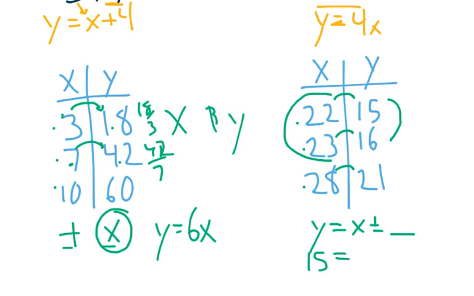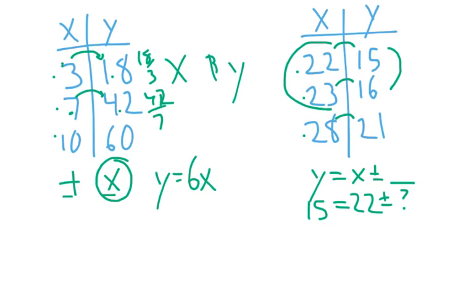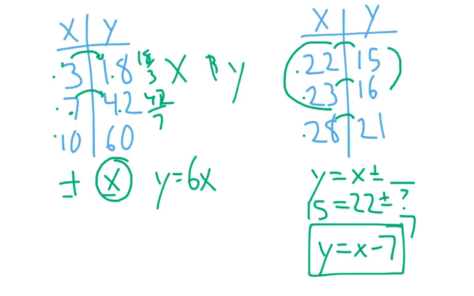15 is equal to 22 plus or minus something. Well, how can I get from 22 to 15? I would need to subtract 7. So y equals x minus 7. So that's how we would work with tables.